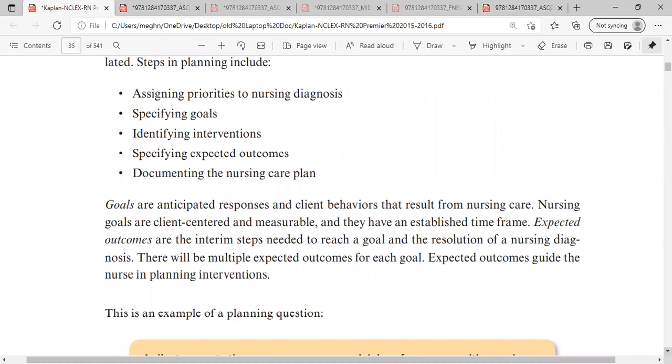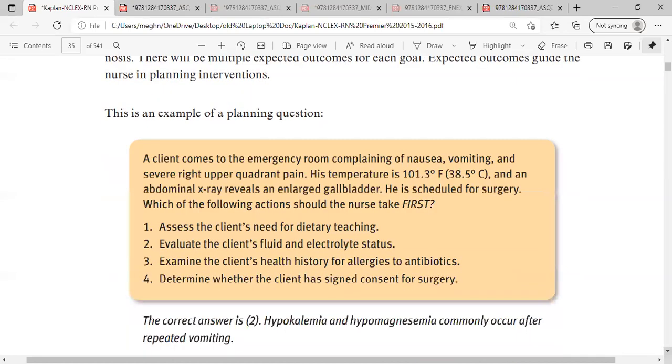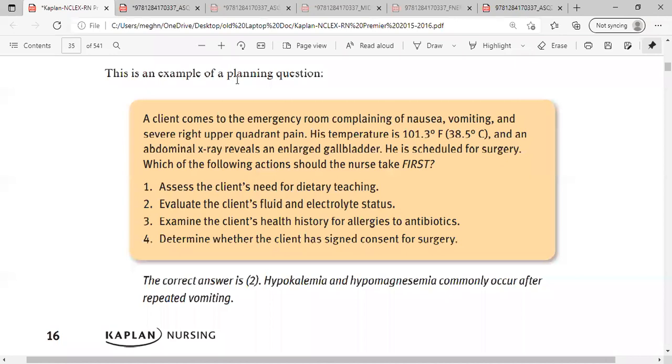Expected outcomes are the steps needed to reach a goal and resolve a nursing diagnosis. And there will be multiple expected outcomes for each goal. Expected outcomes and goals guide the nurse's planning of interventions. Here is one example of nursing planning.